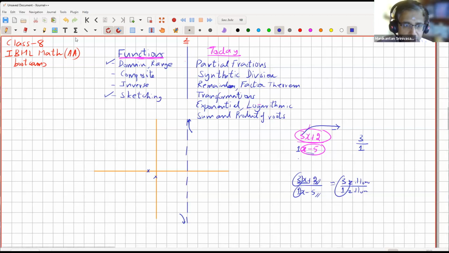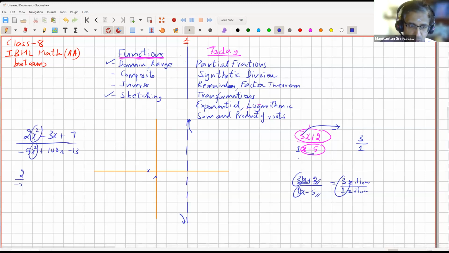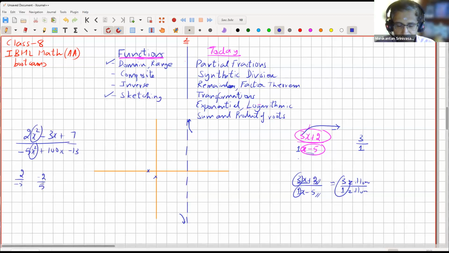Yeah, actually, that's a good point. So suppose 2x square minus 3x plus 7 upon minus 5x square plus 100x minus 13, let's say. Then the highest power of x in the numerator and denominator is both x square, and therefore it's the simple ratio 2 by minus 5, or minus 2 by 5. But what he's probably indicating is that the highest power of x need not be the same in the numerator and denominator.